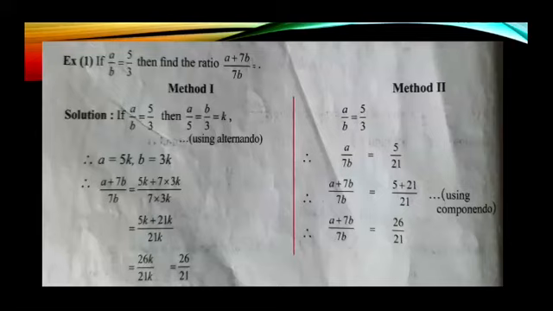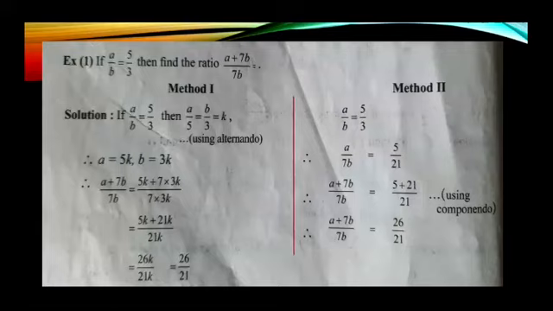If A upon B is equal to 5 upon 3, then A upon 5 is equal to B upon 3, that is equal to K. We are using here alternando. Therefore, now we are cross multiplying. So we get A is equal to 5K and B is equal to 3K. Therefore, A plus 7B upon 7B is equal to, we are substituting the values. Instead of A we are writing 5K plus, as it is 7B, 7 into 3K upon 7 into 3K. Instead of B we are writing 3K.